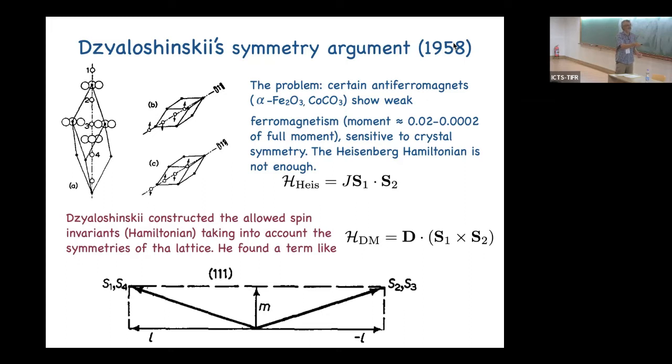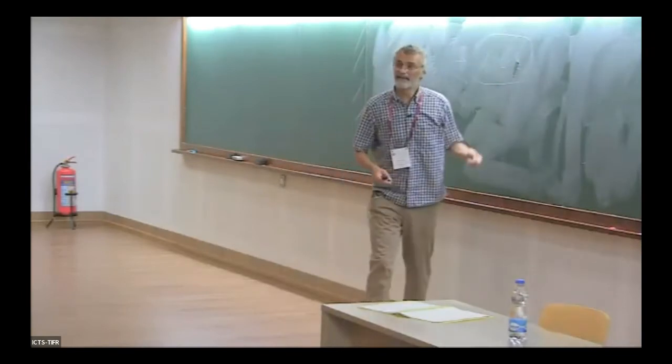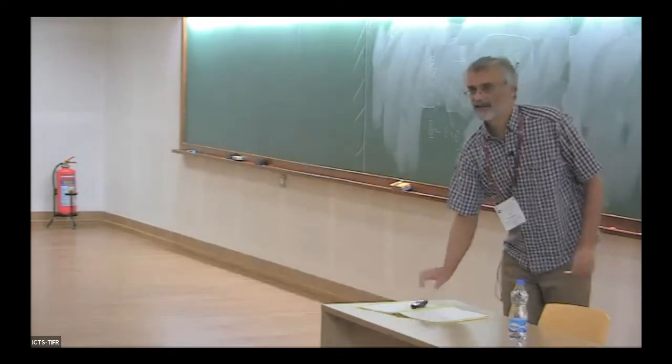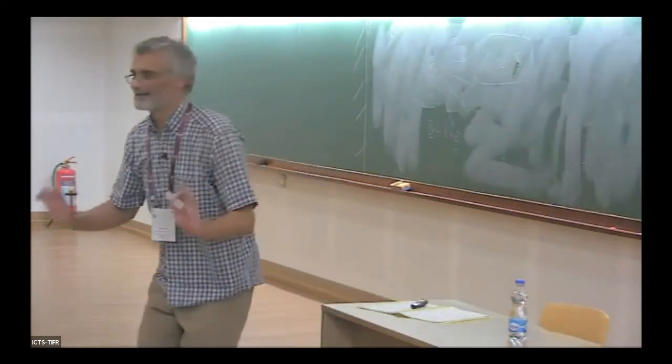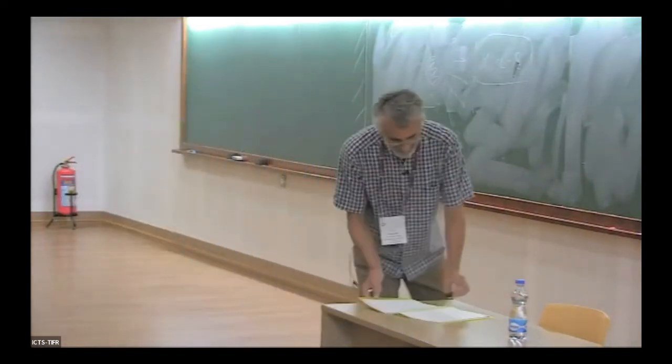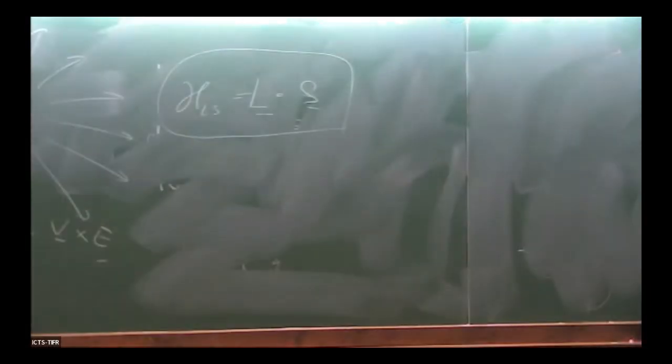Dzyaloshinskii derived it using symmetry arguments, but Moriya, in the next year, derived it using microscopics. The microscopic derivation involves taking into account this term here, and it is quite involved, so I will not reproduce it here. I will only present the symmetry argument. I'm finished with the presentation this time. Thank you very much, and sorry for this interruption. Right, so let's try to figure out how this works using symmetry arguments. The name of that crystal, iron oxide, is hematite.